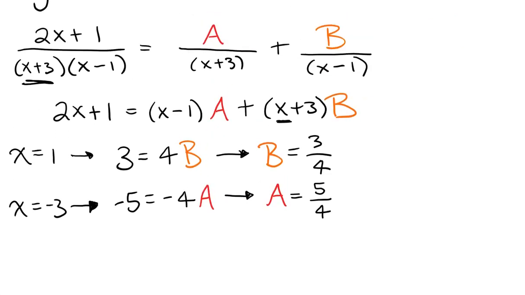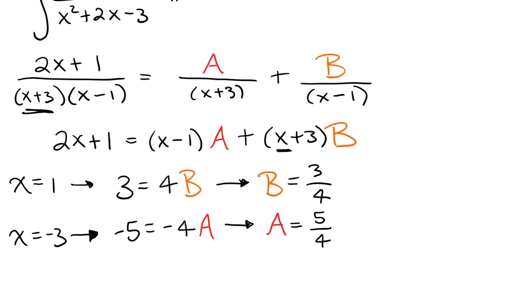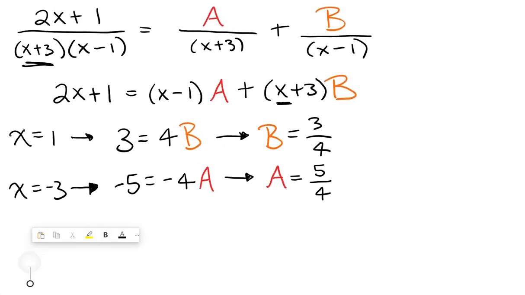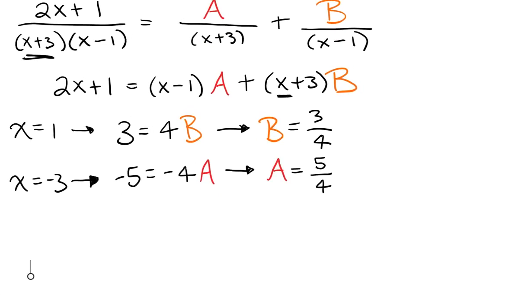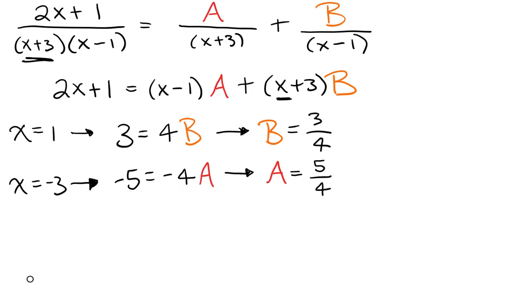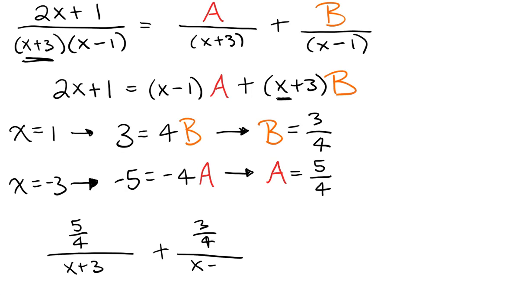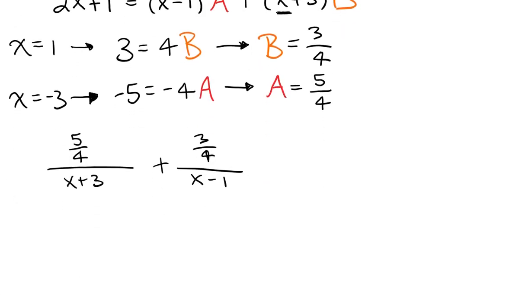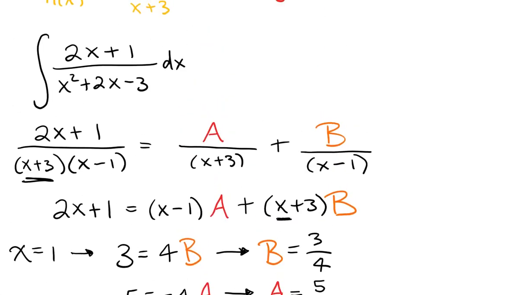So what we've done is we've started with this rational function on the left, and we've created two rational fractions on the right that equal that original one through the property of addition. So we can plug in our a and our b now, and we get 5 over 4 over x plus 3, plus 3 over 4 over x minus 1. And now taking the integral of this is the same thing as taking the integral of our original function, which we're trying to solve.